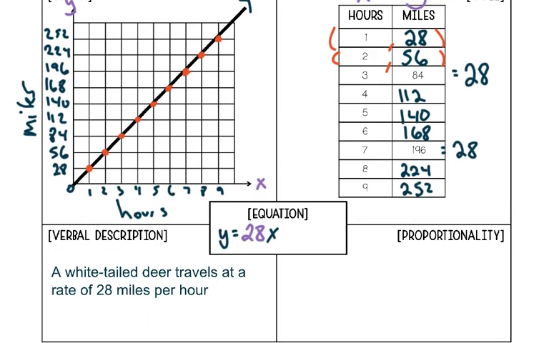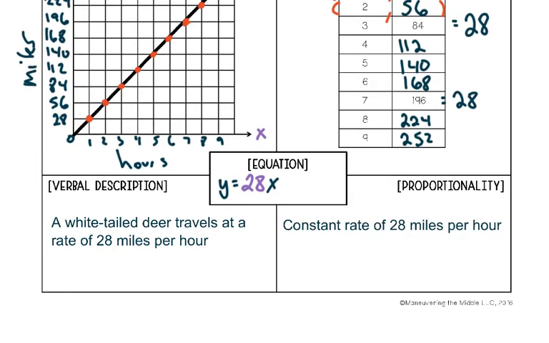So let's look at the proportionality question. This part is just explaining how you know that this is a proportional relationship. How do you know that this whole example with the deer is proportional? For one, you have a constant rate of 28 miles per hour. That's your constant of proportionality, represented by the variable k. In the graph, we also have a straight line, and that straight line passes through the origin. These are the things that make the relationship proportional. So this is just a graph, a table, and an equation representing this verbal description that a white-tailed deer travels at a rate of 28 miles per hour. And this represents a proportional relationship because it's a straight line that passes through the origin.